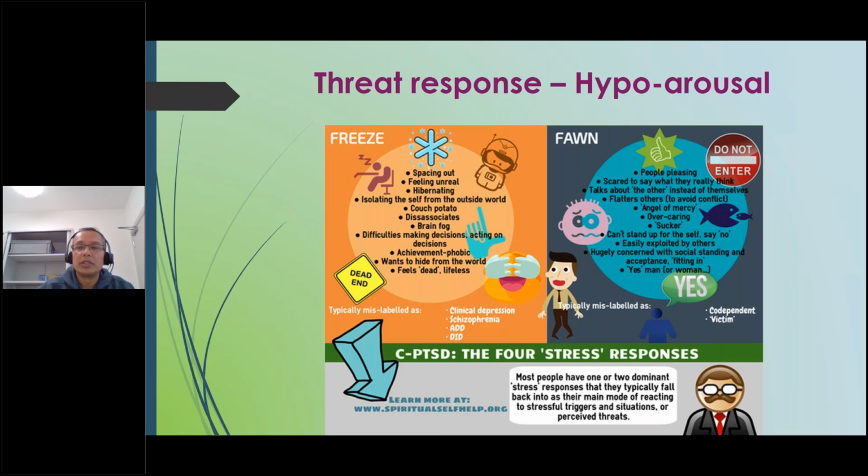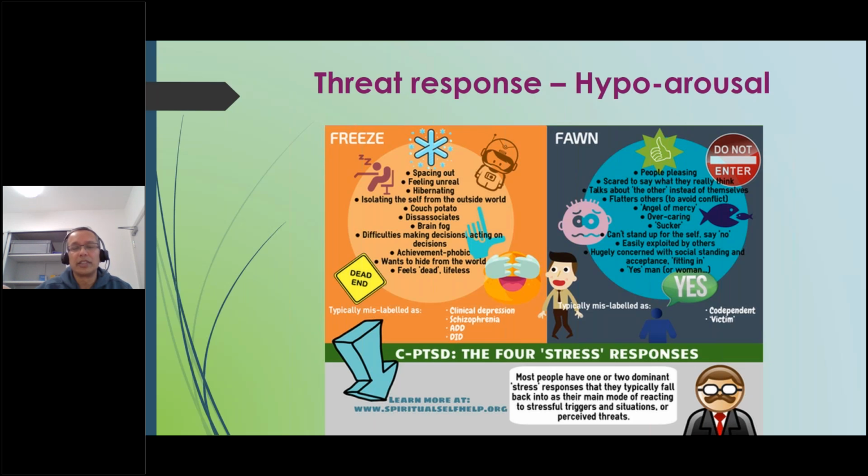The fawn response is another way of hyperarousal in which we get scared of others and we try to please others. So, people pleasing, scared to say what you really think or speak your mind, trying to flatter others, sucking up to others. In that way you can be easily exploited by others, saying yes to everything. So this is also called the fawn response. This is a hyperarousal response.